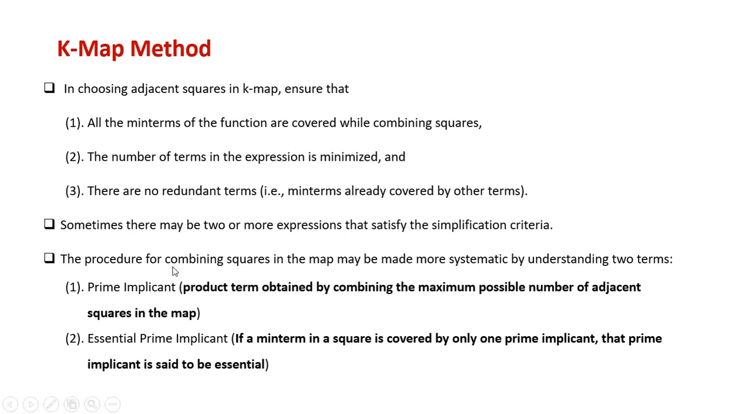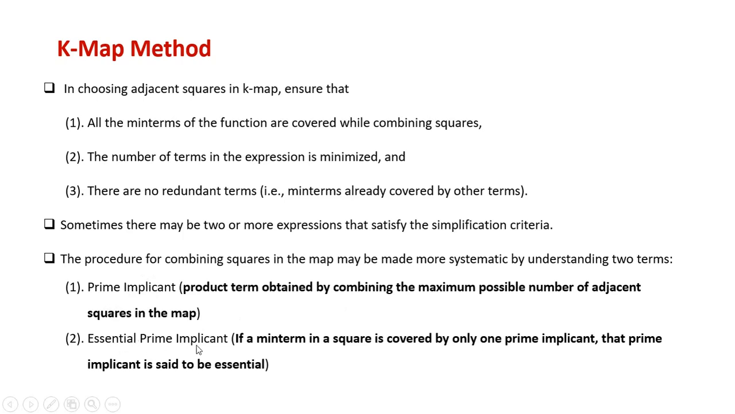Now, the procedure for combining squares in the map may be made more systematic by considering two terms. Two important terms we should keep in mind: one is prime implicant, the other one is essential prime implicant. A prime implicant is the product term obtained by combining the maximum possible number of adjacent squares in the map. You combine the maximum possible number of adjacent ones in the map, and those will form a prime implicant.